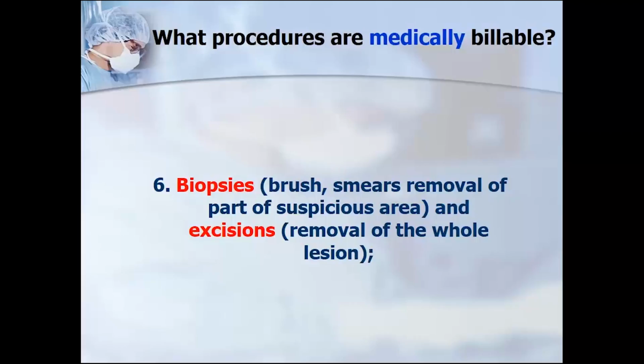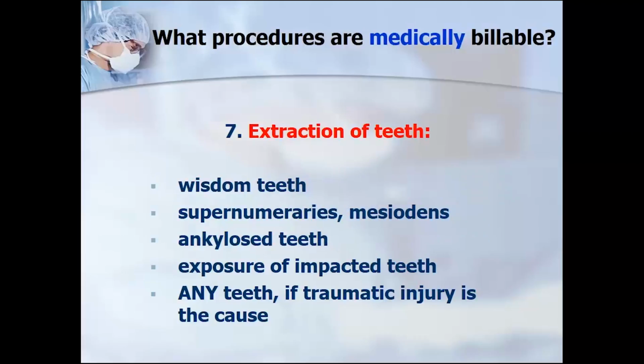Sixth category is biopsies and excisions. What's the difference? Biopsies is where you remove part of a suspicious area, or you can do a brush biopsy or a smear. An excision is when you remove the whole lesion.